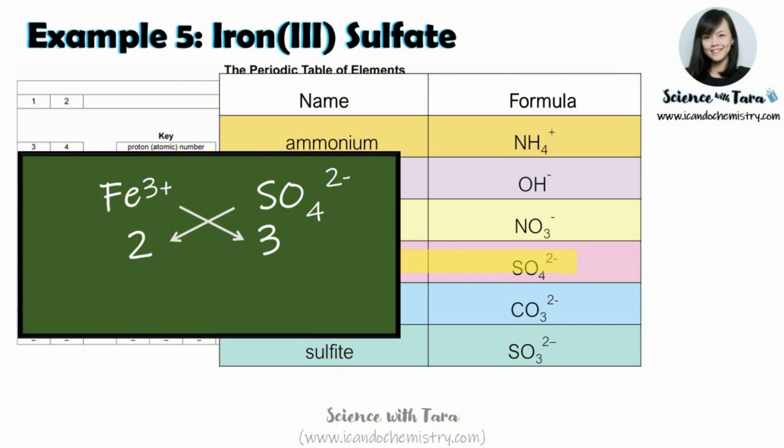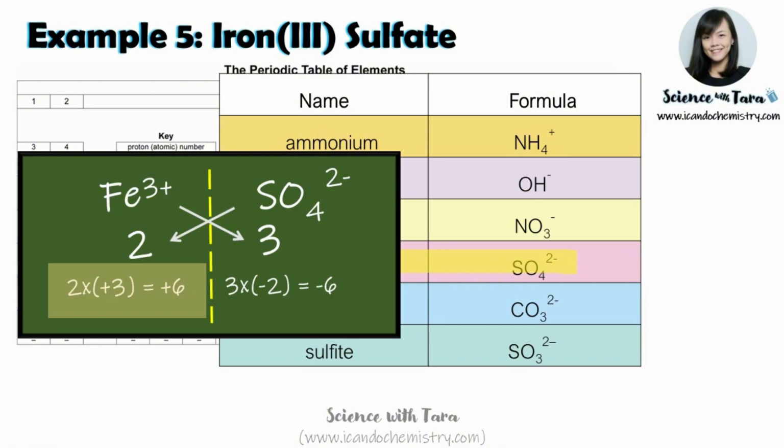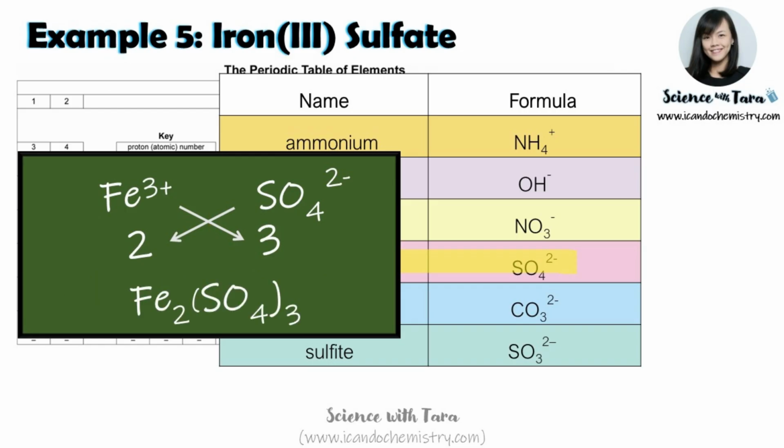Ratio is 2:3. So 2 iron(III) ions means that there's 2 times +3, which is +6. Alright, and 3 sulfate ions is 3 multiplied by -2, which is -6. So 6 minus 6 gives me a 0. So the overall charge is 0. So the formula is Fe2(SO4)3. So notice that we put brackets around the sulfate ions because it is a polyatomic ion. So we write a 3 outside this bracket.